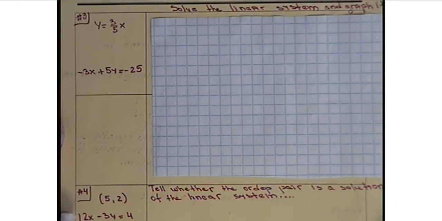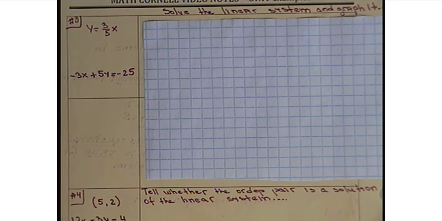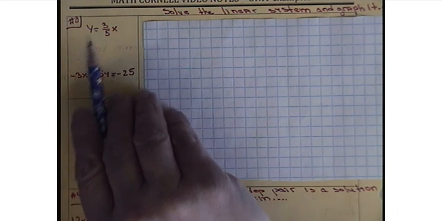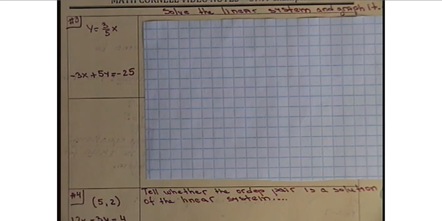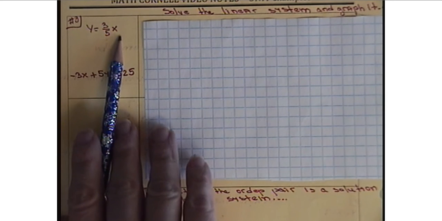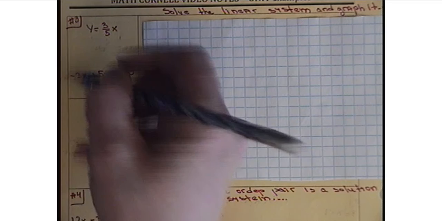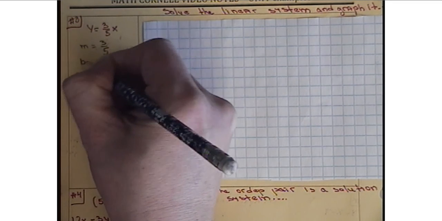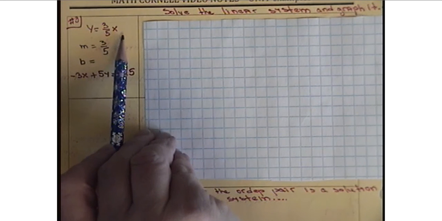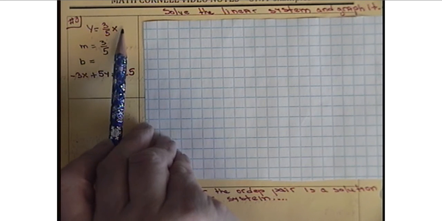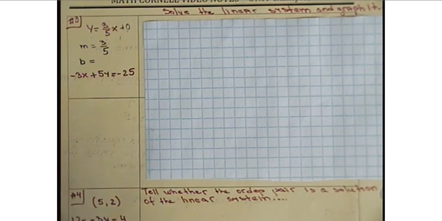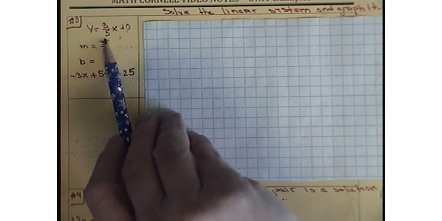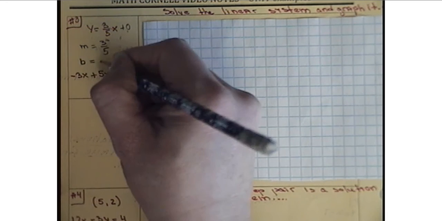So next example on the back, we have to solve the linear system. There are two things here to consider. First one will be the first equation, which is already given in slope-intercept form, y equals 3/5 x. So I can write down that the slope here is 3/5, and by now I think you will be right if you say that y-intercept is 0, because this is the same thing as plus 0, right? If we're adding nothing to this, it doesn't change. So b will be 0.